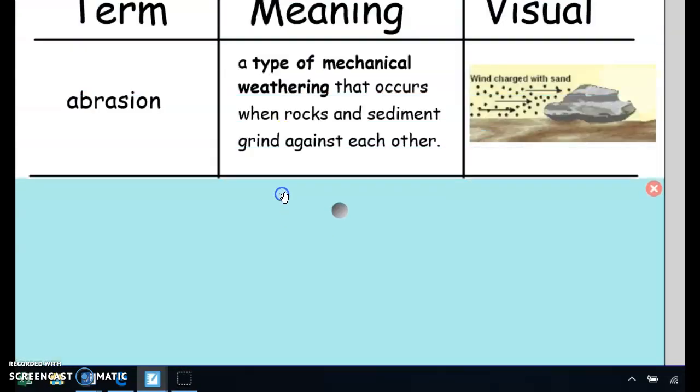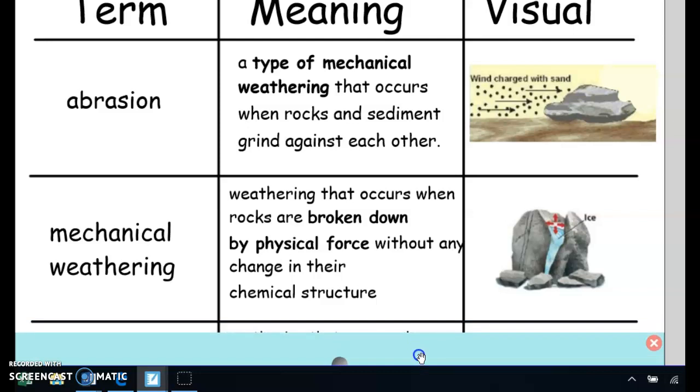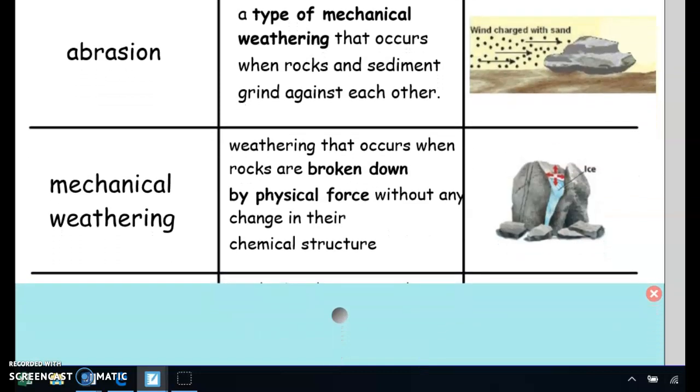Okay, so the next word in your packet is the word abrasion. This is a type of mechanical weathering that occurs when rocks and sediment grind against each other. So when really strong wind keeps hitting sand against a rock, it can break that rock down over time. Mechanical weathering itself, which we'll be doing our lab on, is weathering that occurs when rocks are broken down by physical force without any change in their chemical structure. So it's still the same kind of rock, it's just broken down by some kind of force.